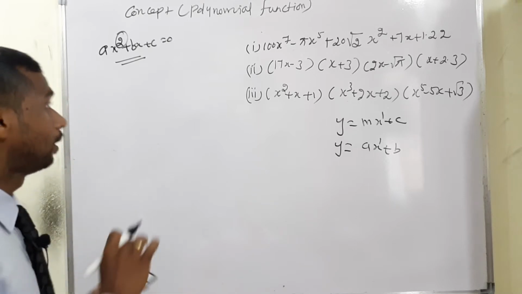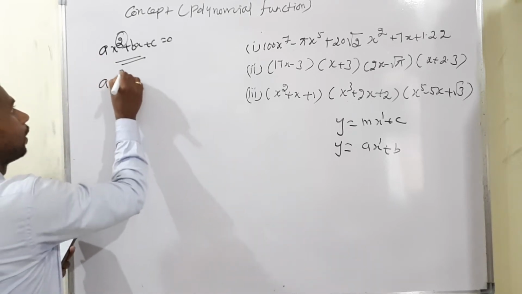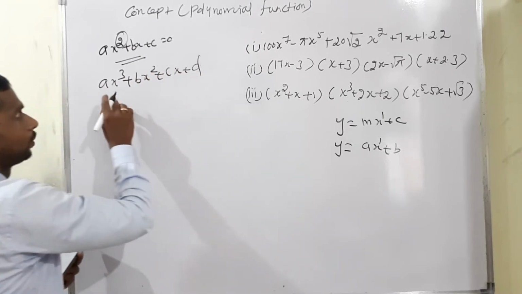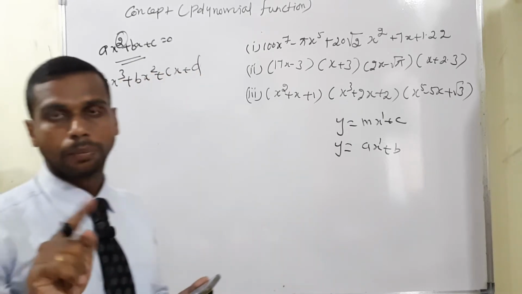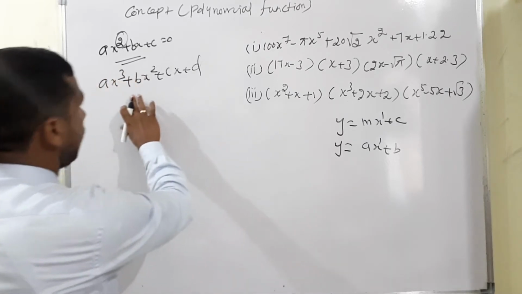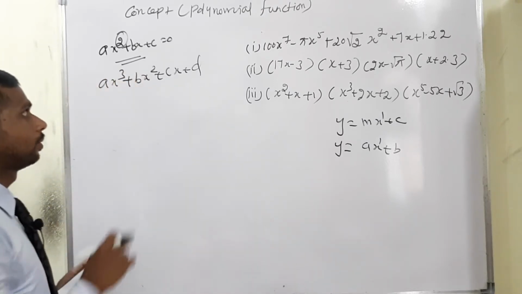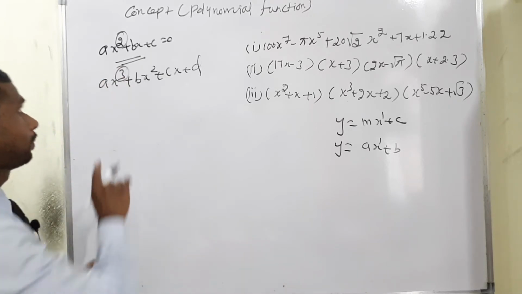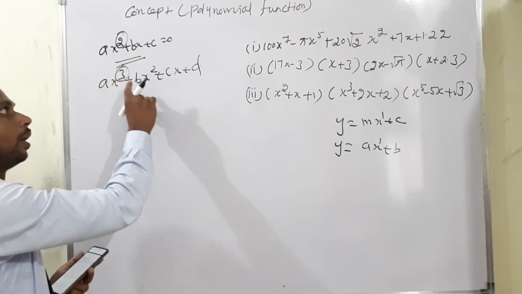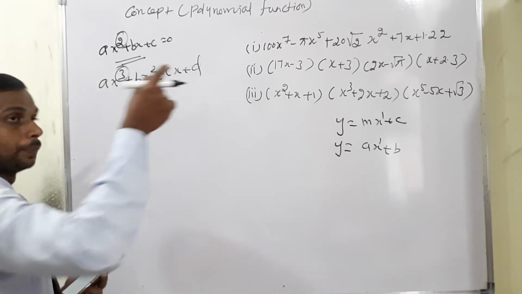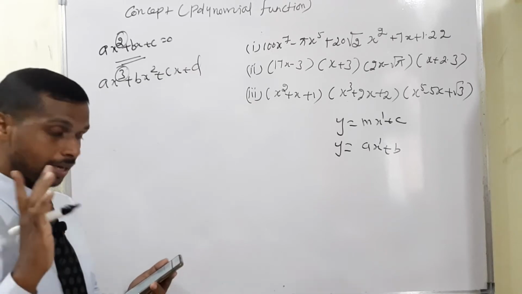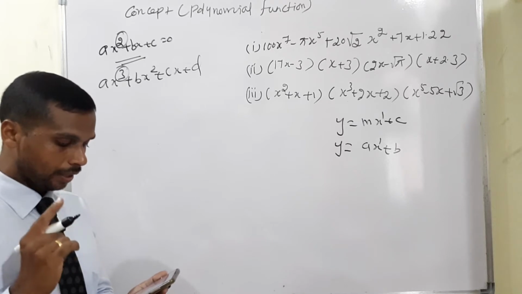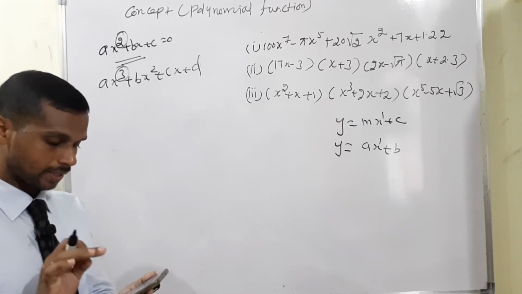Then cubic polynomial, how to define? ax cube plus bx square plus cx plus d. Actually, this is one of the important chapters in plus 2. You will get a deep explanation next year also. The highest degree 3 means that is called a cubic polynomial. At the same time, power 4 means ax power 4, bx cube plus cx square plus dx plus e. The highest degree 4 means that is called quartic. Highest degree 5 means that is called a quintic polynomial respectively.